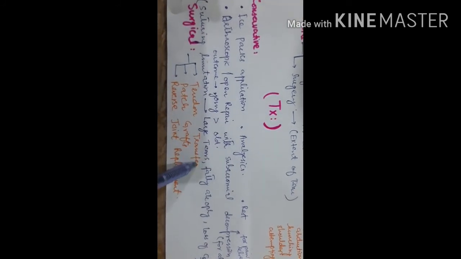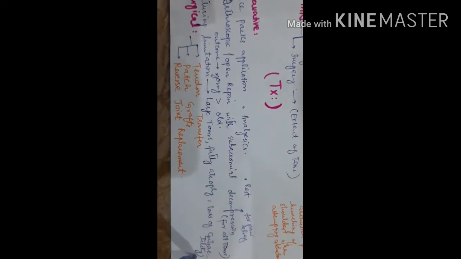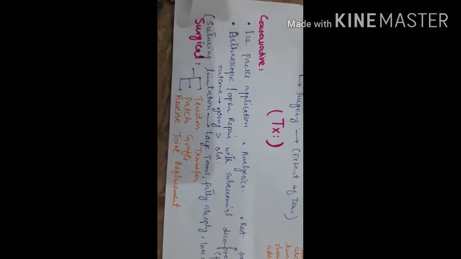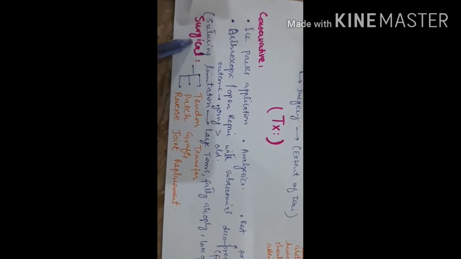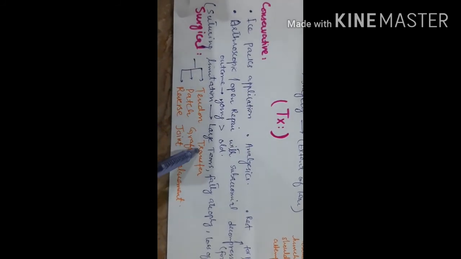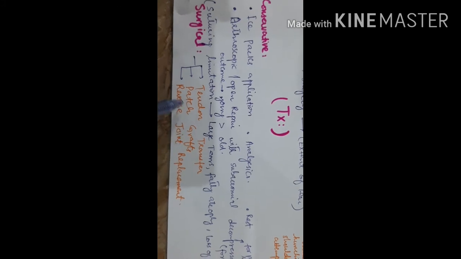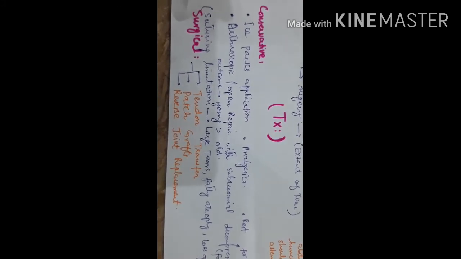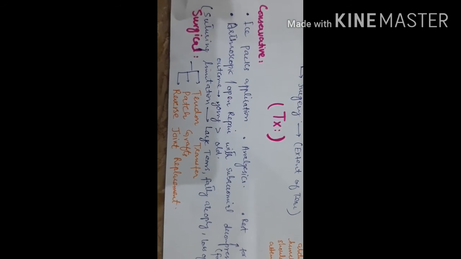It may not be possible to suture the large tears owing to their size, and if there is fatty atrophy and loss of contractility of the muscles, then it is not possible to repair the tendons with suturing. Then more complex surgical procedures are performed, which include tendon transfer, patch grafts, and reverse joint replacement. Earlier repair after traumatic onset gives better results.